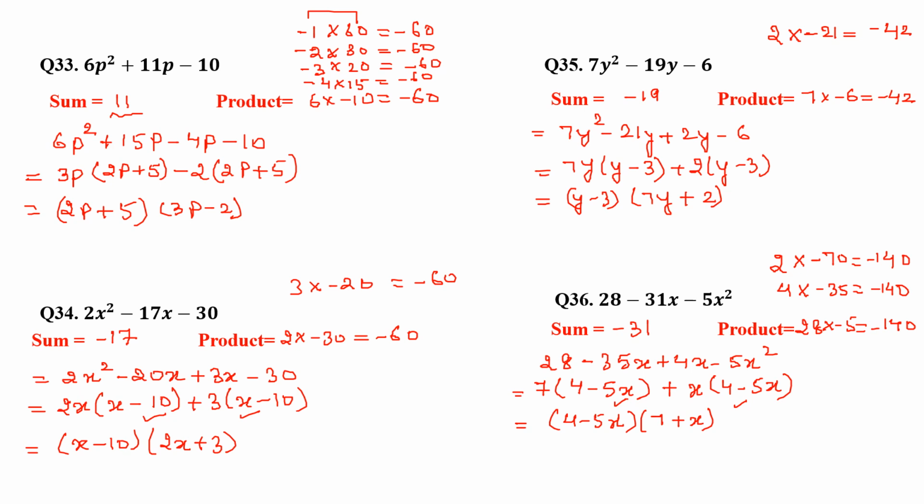So when you are solving these questions, if you are able to understand it, please pause the video and try to solve by yourself. Okay, it is going to be really very helpful. Now I'm moving to the next question. Now question number 37. 3 plus 23z minus 8z square. So here you have to find two numbers whose sum will be 23 and the product will be 3 into minus 8, which is minus 24.